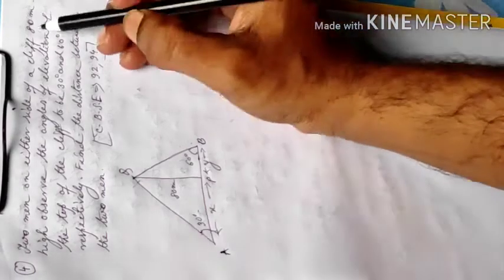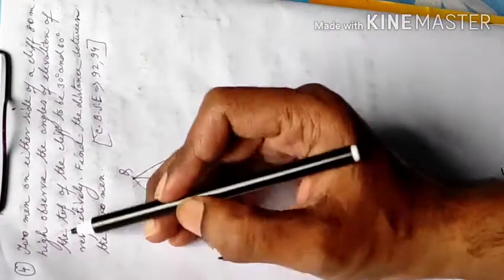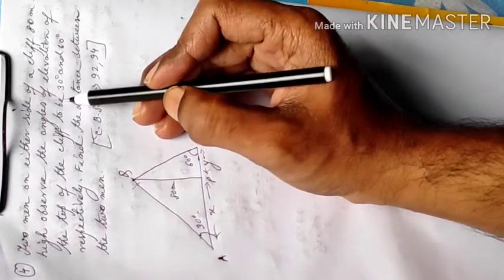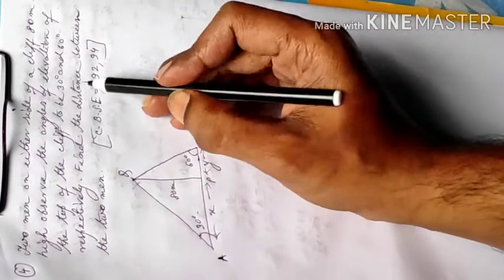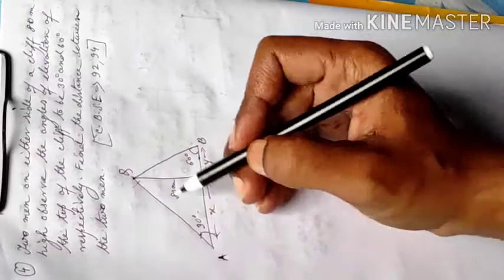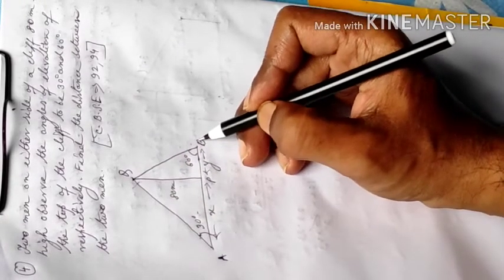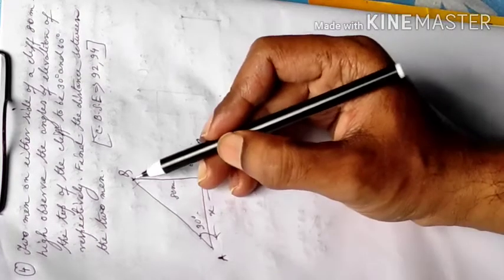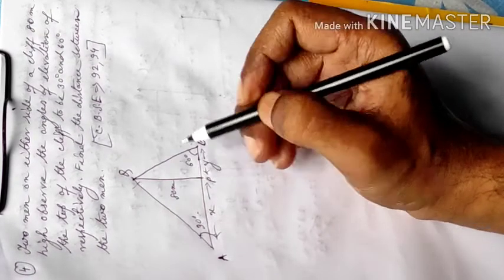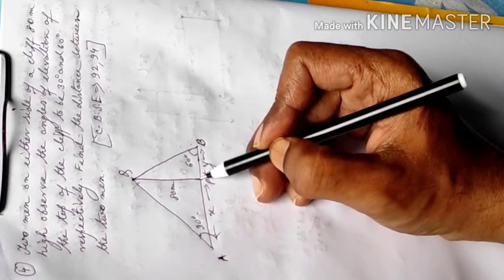Two men on either side of a cliff 80 meters high observe the angles of elevation of the top of the cliff to be 30 degrees and 60 degrees respectively. Find the distance between the two men. Suppose here is one man at the point A and another man at the point B. So this is your cliff, PQ is the cliff, the top of the cliff is Q and the bottom of the cliff is P.